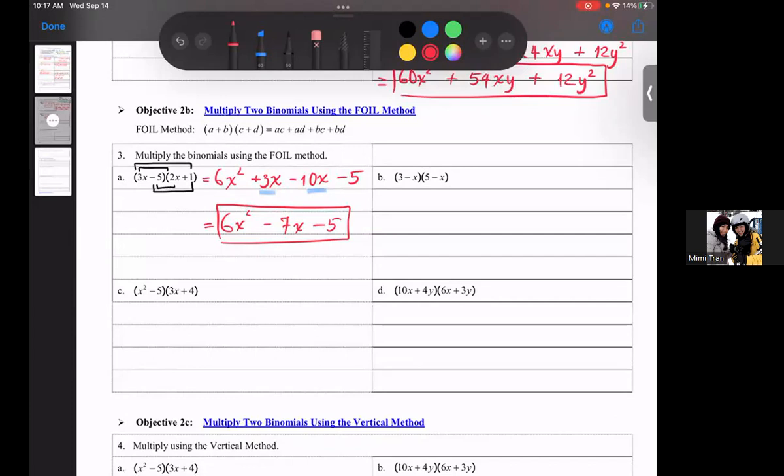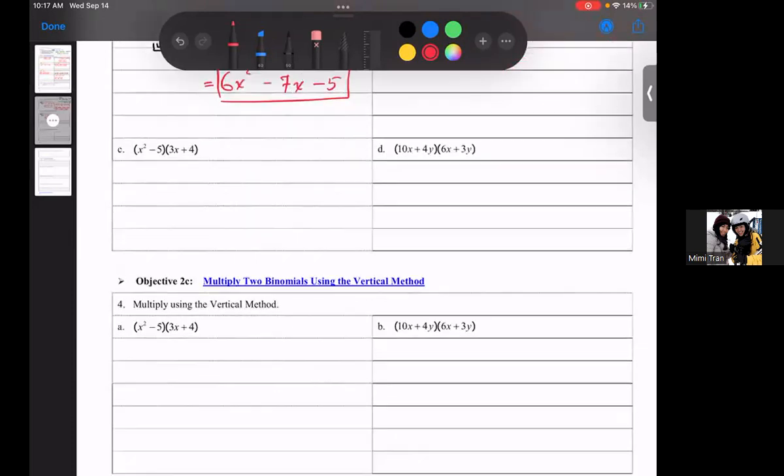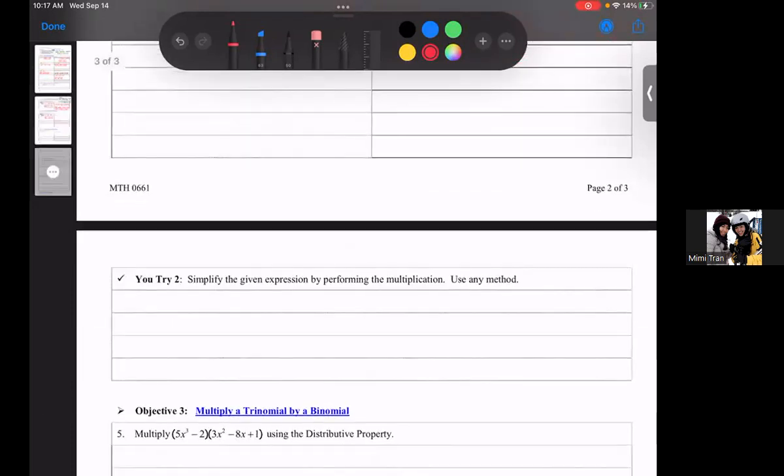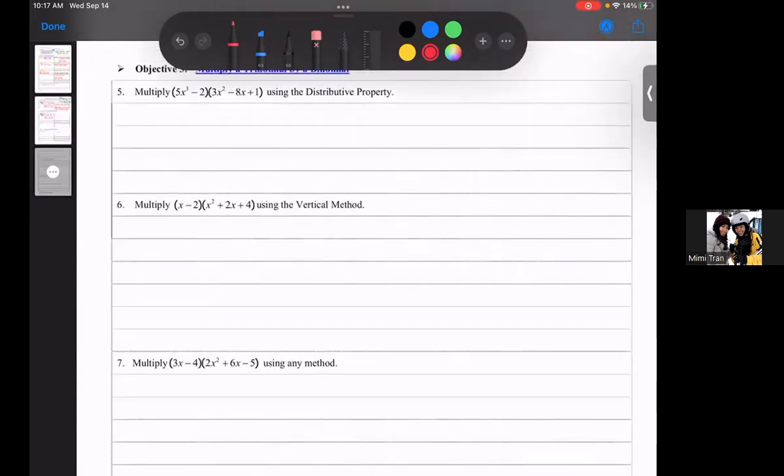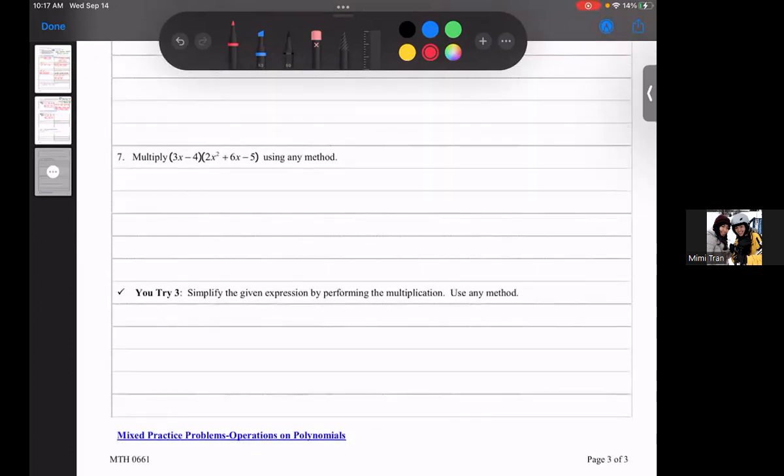Here's the deal. I don't want to keep not finishing the section because I need to catch up because of the exam. What I'm going to do today is we're going to try to finish up to you try. Is that okay? And then for objective 3, I'm going to make a little mini video at home, and then you're supposed to watch it on my YouTube channel. Is that all right?